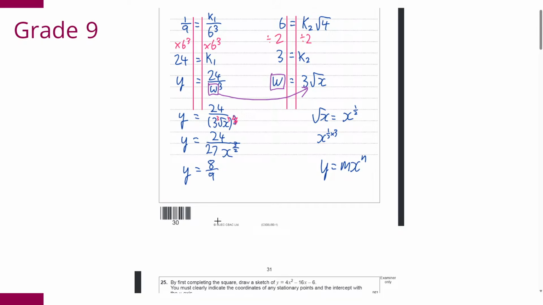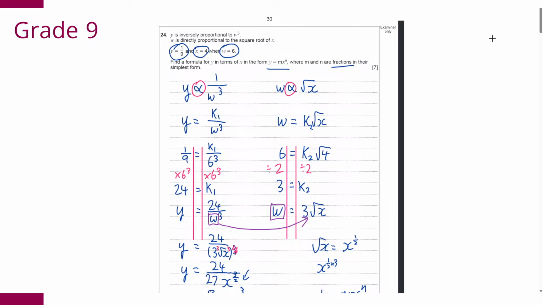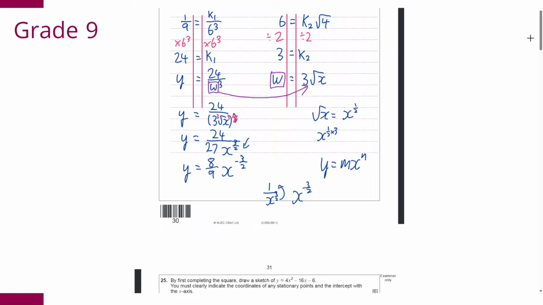Then we've got x to the power of n. When it's at the bottom, you need to find the reciprocal of it to make it go up. So we've got 1 over x to the power of 3 over 2. To get that upwards, we just put a minus before it, so it's x to the power of minus 3 over 2. Now you might be thinking, should I just do minus 1.5? No, because it's asked for fractions in their simplest form. So our answer is y equals 8 over 9 x to the power of minus 3 over 2.